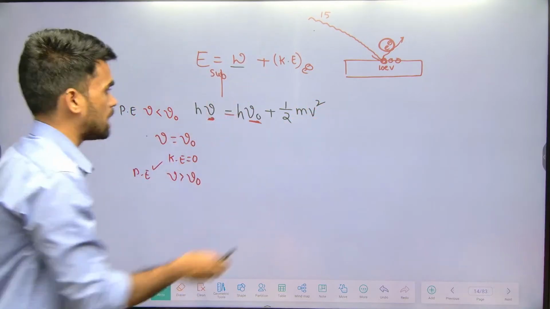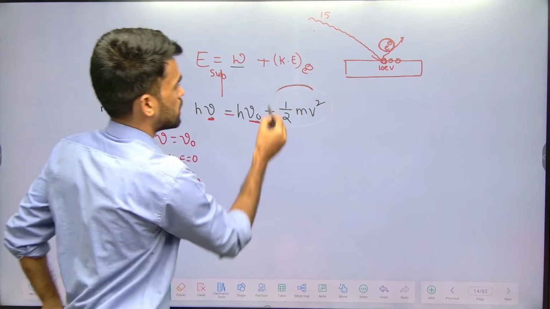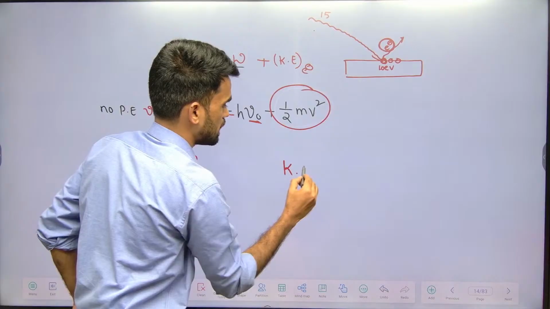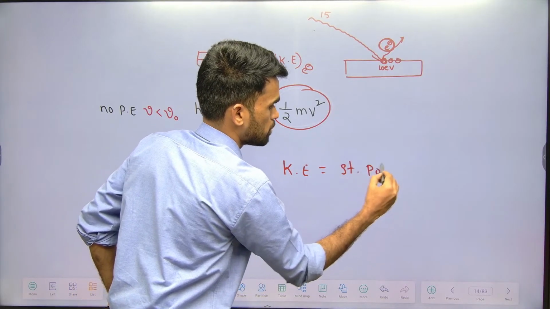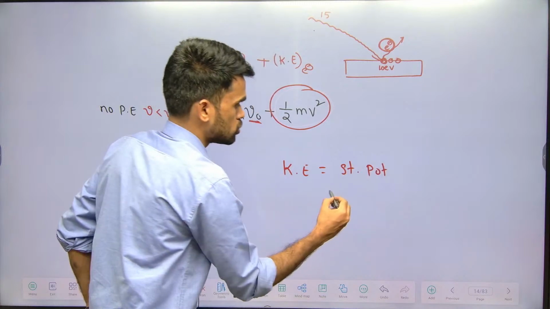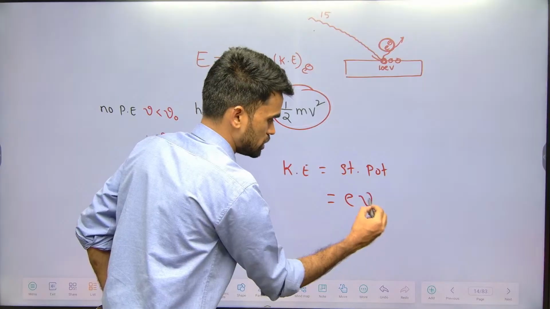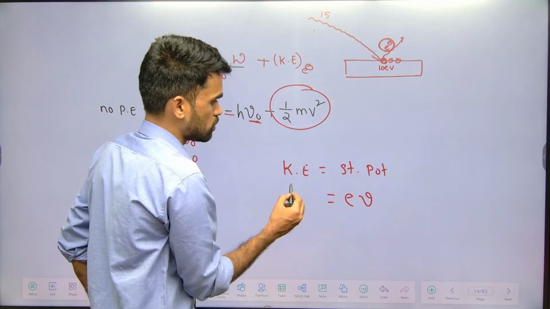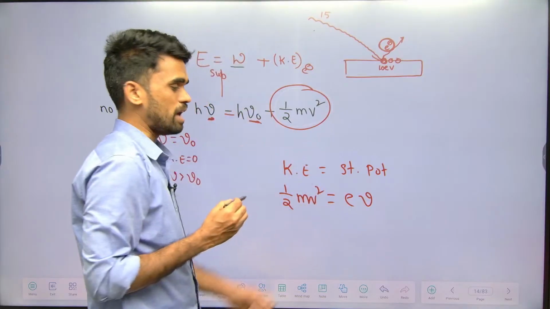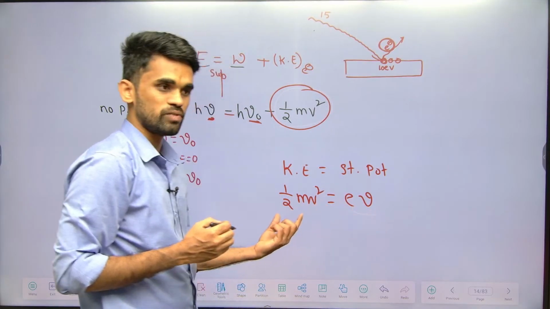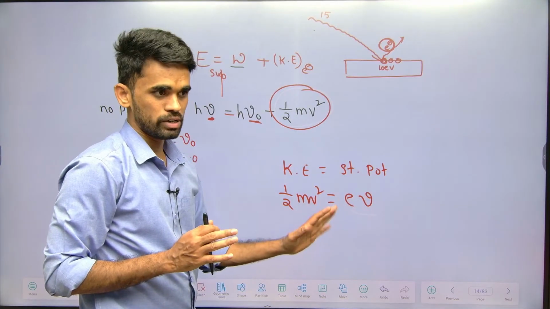It means this value should become 0. This value should become 0. It means kinetic energy is equal to stopping potential. Then it will become 0. So stopping potential, I can write as charge into potential, which equals half mv square. So if they ask for stopping potential, you can do it from kinetic energy, or if they ask you kinetic energy, do it from stopping potential using this formula.